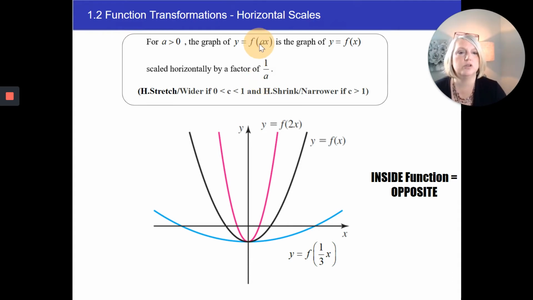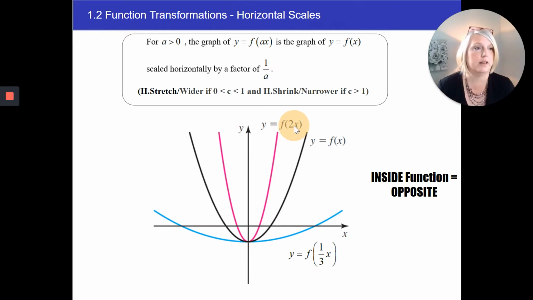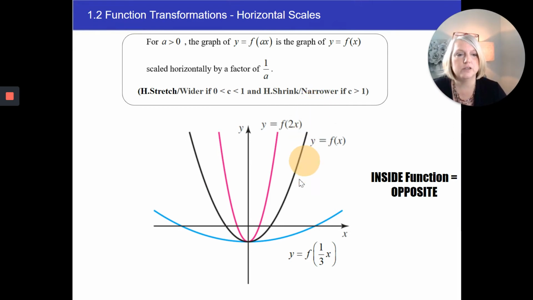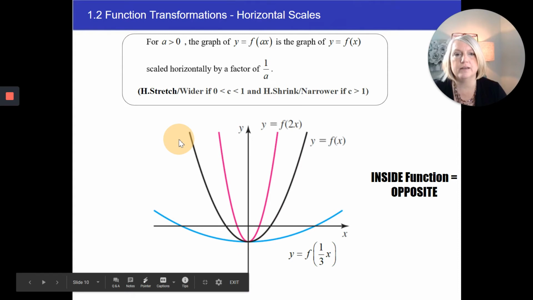So if this was a 2 here, like this f of 2x, now remember this is happening horizontally. So we're either going to get wider or we're going to get narrower. We're either going to push it in or pull it out from the y-axis. So here's my original, y equals f of x. The pink is f of 2x.